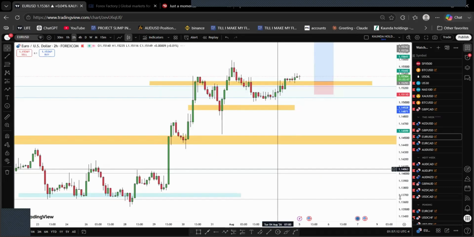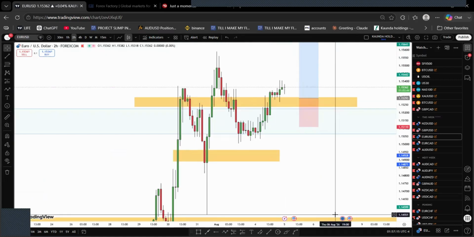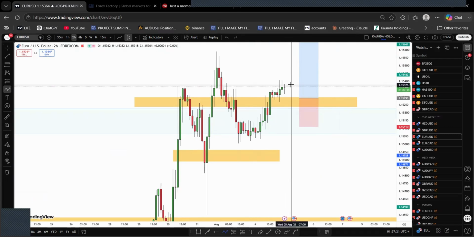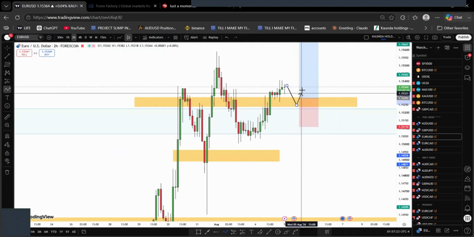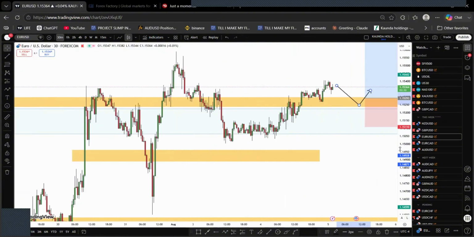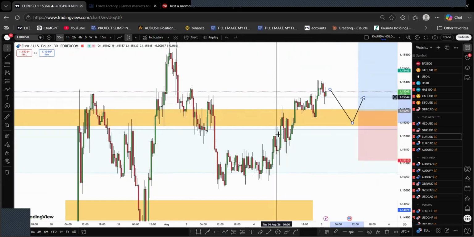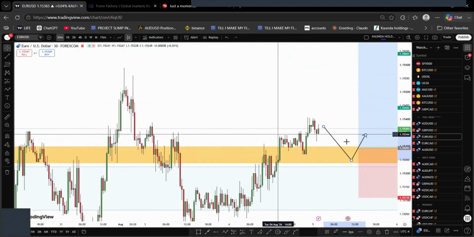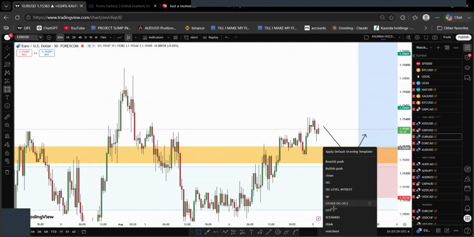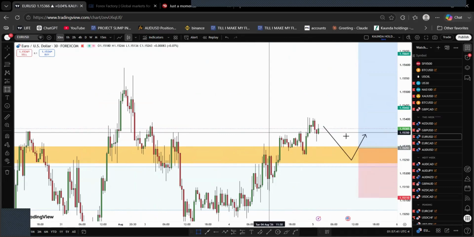Euro USD, price is broken outside of this level. And what we need now is simply a retest here and then price to buy. Even though the 1 hour time frame already did that, especially if this 1 hour engulfs, there can be a high chance that we might not see that and price might continue buying.